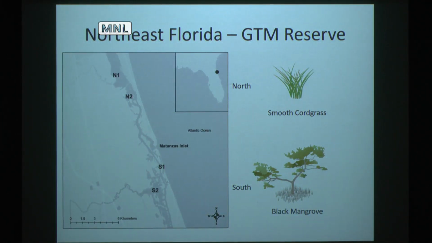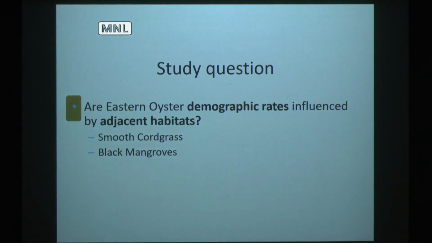And so this is a close-up of the reserve. And we can see that salt marsh can be found in the northern locations dominating the vegetation, while in southern locations, the black mangroves are starting to encroach into the vegetation. So this makes it a very interesting location in order to assess what this means in terms of habitat adjacent to the oyster reefs. Which brings us to my study question, which is, are eastern oyster demographic rates influenced by adjacent habitats, such as smooth cordgrass, salt marsh, and the black mangroves?